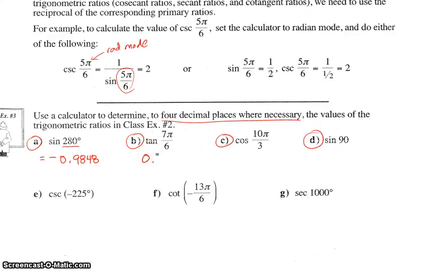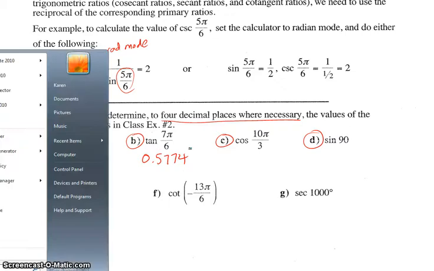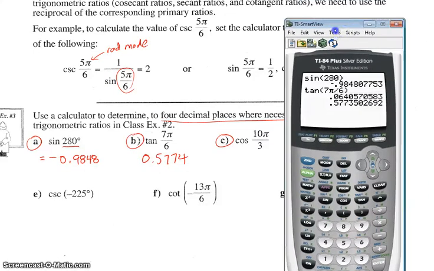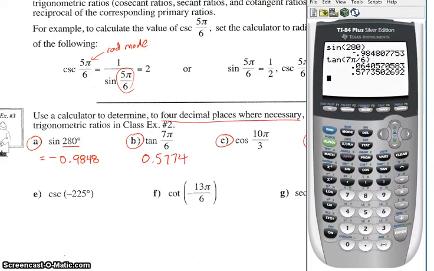0.5774. And just as a check, think about where you are, 7 pi over 6 down in quadrant 3, and that tan would be positive down there because negative y over negative x. Okay, let's continue on, do cos of 10 pi over 3, and the next one as well, which was sine of 90. Go ahead and write down those answers.